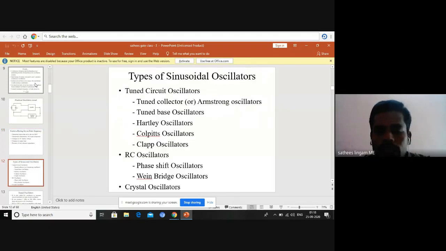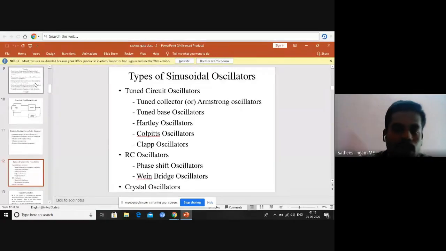So the types of sinusoidal oscillator, this is what we want to know. Types of sinusoidal oscillator, this many types we have. First one is the tuned circuit oscillator. Under the tuned circuit oscillator category we have the tuned collector, Armstrong oscillator. This is also one of the questions they may ask. They may simply ask about Armstrong oscillator, clap oscillator, Hartley oscillator, tuned base oscillator. Likewise they can ask, but your answer should be tuned collector oscillator.